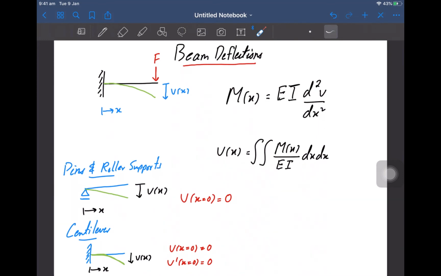So let's have a look at this pin or roller support. When this beam deflects or bends, we see that the deflection at point zero, the origin, is zero. There's no deflection at the support. Same for rollers and pins. So when we have a cantilevered structure, when the beam deflects, you see that the deflection at the connection point with the wall is actually zero, and there's no bending, there's no slope in this tiny bit. It's flat. So the slope at the origin is also zero. So these are the boundary conditions that you need to be aware of, and we're going to be using that.